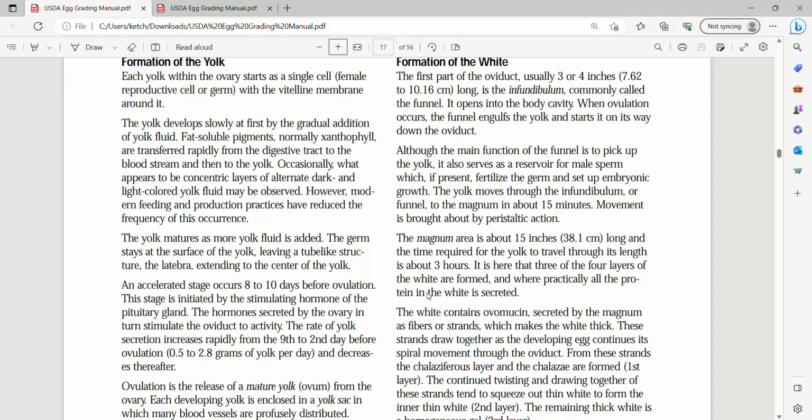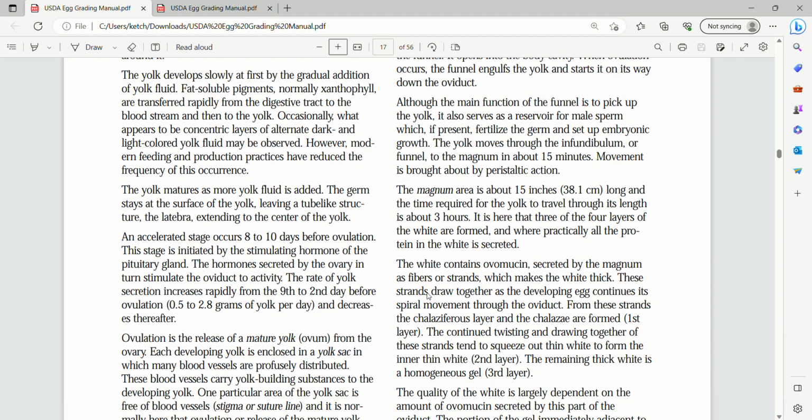It is here that 3 of the 4 layers of the white are formed, and where practically all the protein in the white is secreted. The white contains ovimucin secreted by the magnum as fibers or strands, which makes the whites thick. These strands draw together as the developing egg continues its spiral movement through the oviduct. From these strands, the calciferous layer and the chalazae, the first layer, are formed.